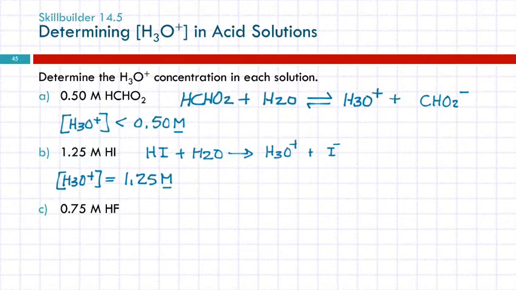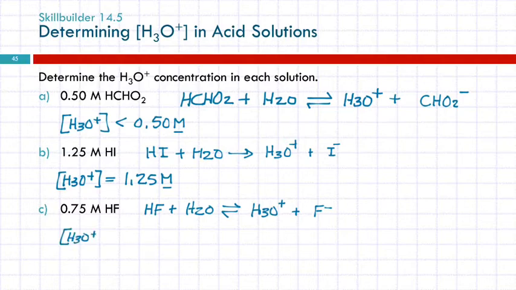HF, strong acid or weak acid? It's a weak acid. Just the little sister, she's weak. So because this only ionizes partially, what can we say about the hydronium ion concentration? It's just less than the concentration of the acid. You don't actually have to draw the equation. Oops, not equals, less than.